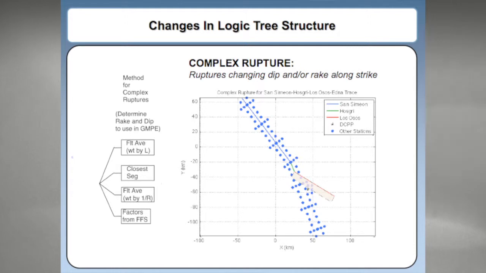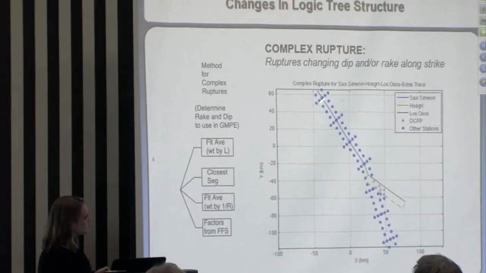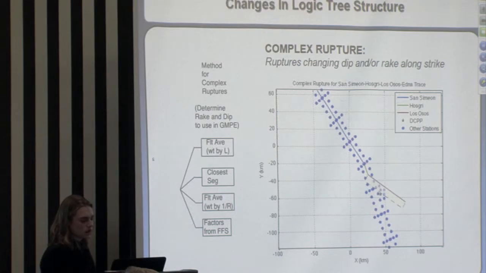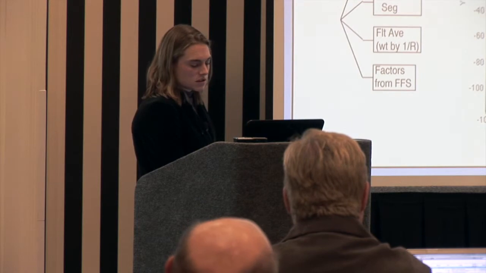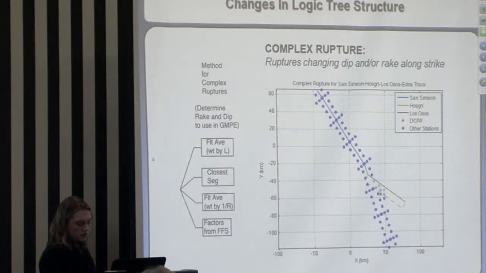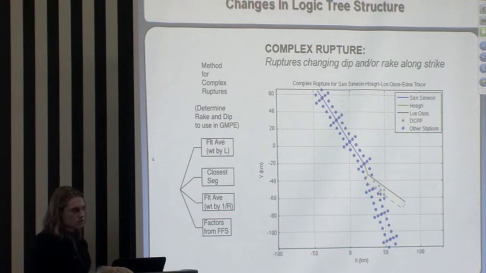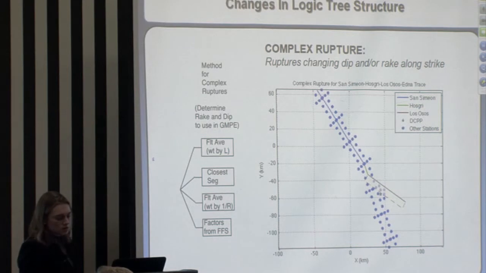And this is a complex rupture because imagine an earthquake is initiated on that San-Simeon fault and ruptures down to the Hausgry, and from the Hausgry ruptures onto the Los Osos fault. The San-Simeon and Hausgry faults are 90-degree dip faults, and then when the rupture crosses over to the Los Osos fault, it's jumping onto a segment that has a dip. I think in this case it has a dip of 60 degrees. Also, the San-Simeon and Hausgry faults are right lateral strike slip, so they have rakes near 180 degrees. And the Los Osos is a reverse fault with a rake of about 90 degrees. So this is a complex rupture.